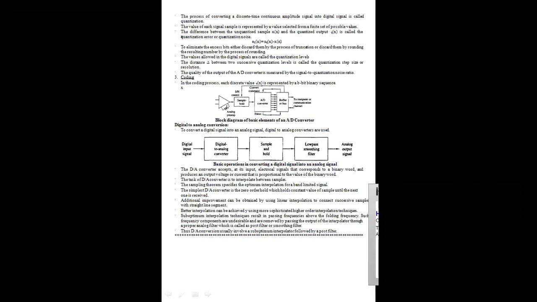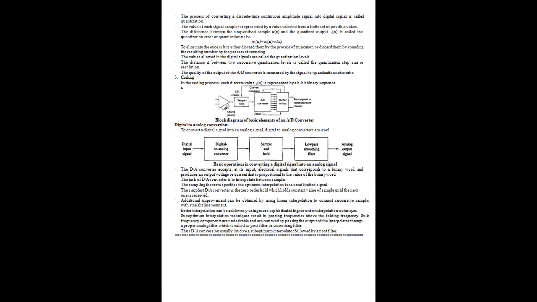The process of converting a discrete-time continuous-amplitude signal into a digital signal is called quantization. The value of each signal sample is represented by a value selected from a finite set of possible values. The difference between the unquantized sample and the quantized sample is called the quantization error or quantization noise, which is eq(n) = xq(n) - x(n).